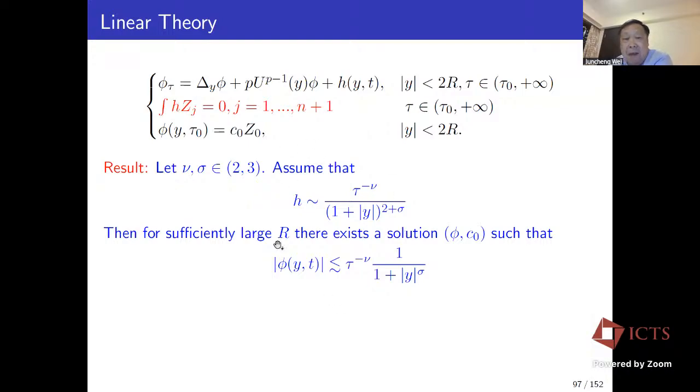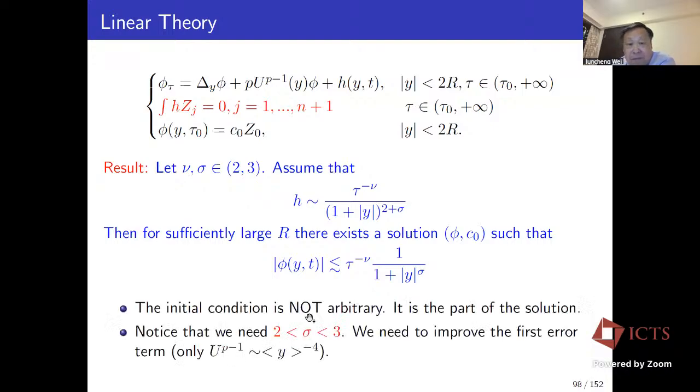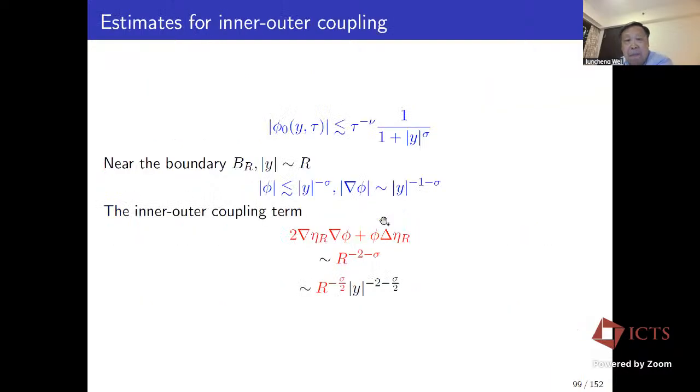Okay, so the initial condition is not arbitrary; it's part of the solution. So you have to choose a good initial condition to get a fast decay solution, and we need a sigma between 2 and 3. And so we need to improve the first error, but this is just a technical issue.